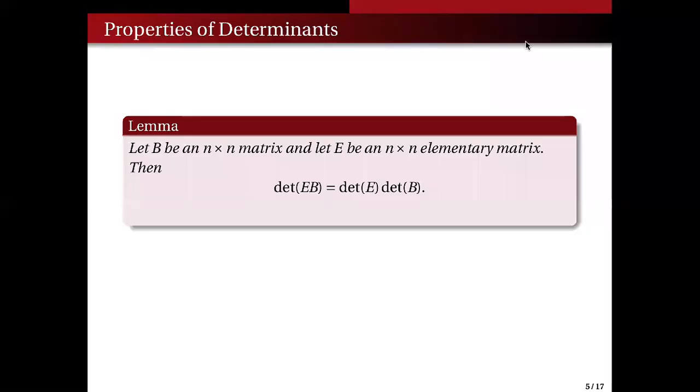Then you multiply the matrices E and B, and you get the determinant of EB. That will be equal to the determinant of E times the determinant of B. So again, you have an n by n matrix B and an n by n elementary matrix E, and you get the product EB. Then the determinant of that product EB is equal to the determinant of E times the determinant of B.